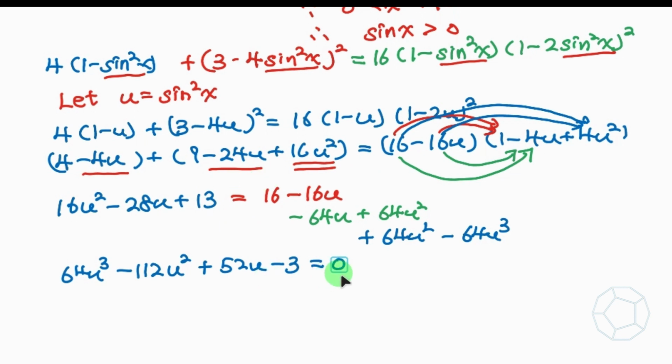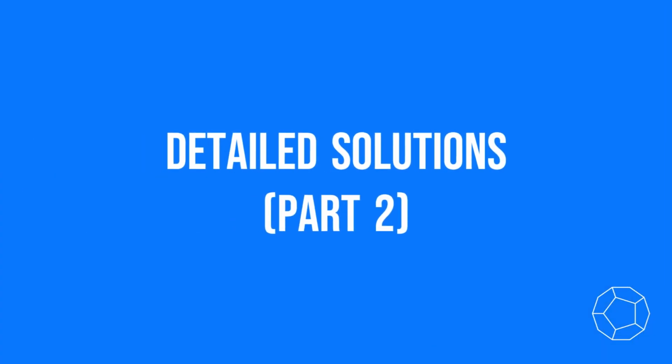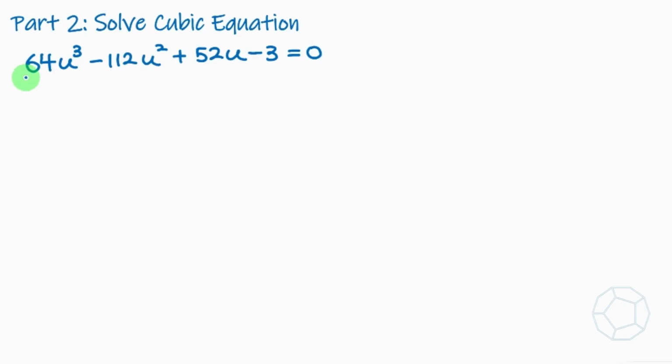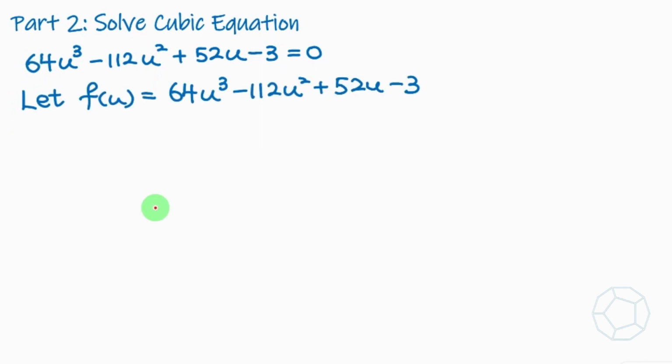We end up with this cubic equation in u, and we're going to factorize it in part 2. In part 2, we're going to solve this cubic equation by factorization. First of all, let the left-hand side of the equation be a function f of u like this. To get some linear factors of the function, we look at the constant term negative 3 and also the leading coefficient 64. For the constant negative 3, the factors are plus or minus 1 or plus or minus 3.